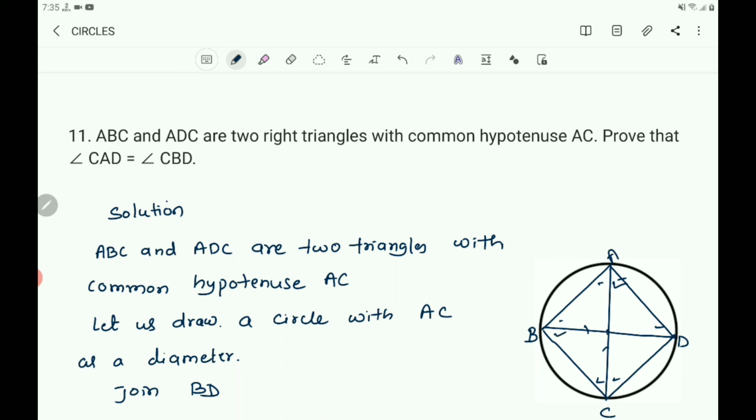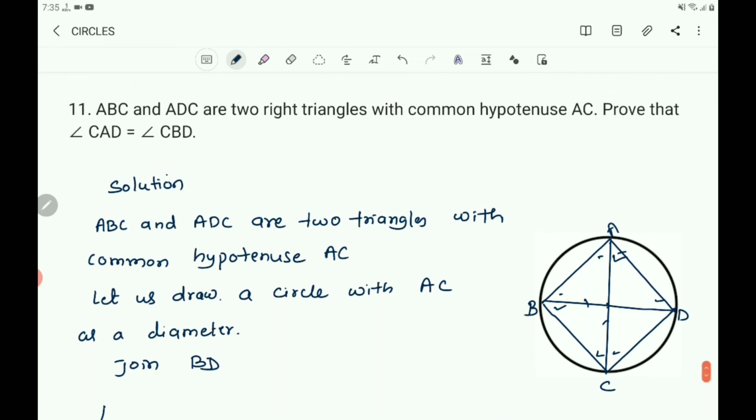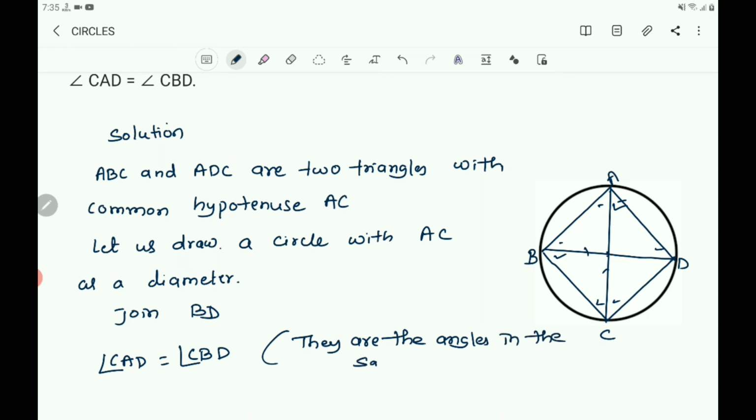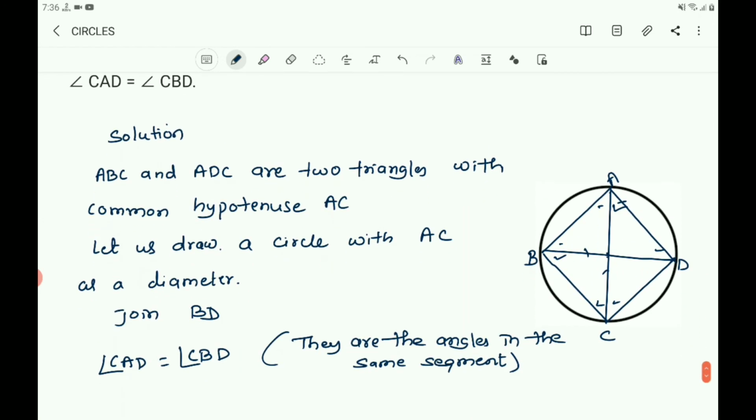You know that they are the angles in the same segment. So directly you can write angle CAD equals angle CBD. They are the angles in the same segment. So you got that angle CAD is equal to angle CBD.